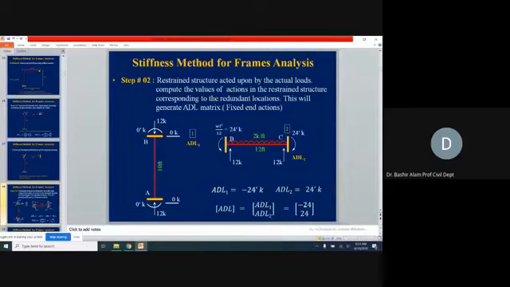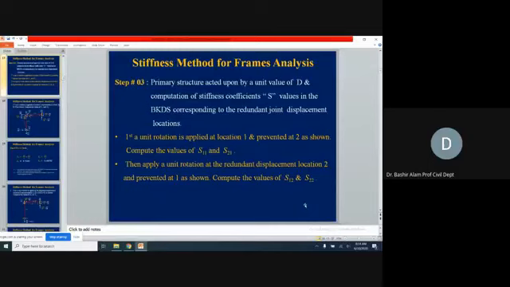So after this, we go to the stiffness method now. What we do in the stiffness method: the restraint structure is acted upon by a unit value of D, and computation of stiffness coefficient values in the basic kinematic determinate structure corresponding to the redundant joint locations.